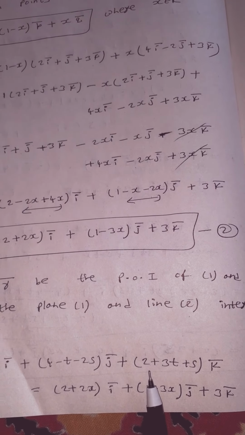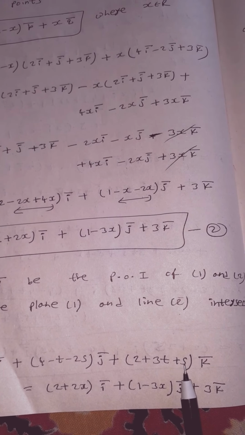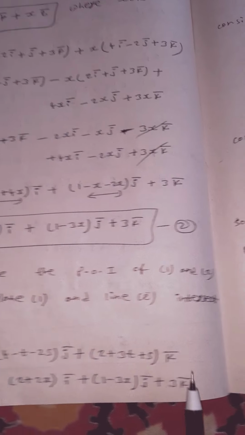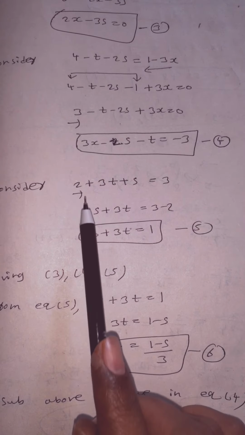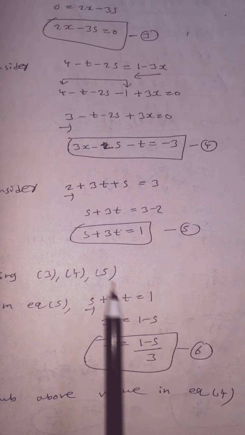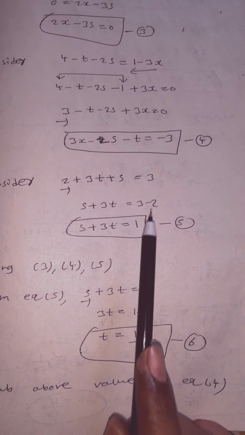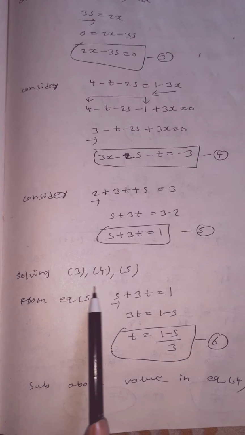Next consider k bar. So here what is k bar? 2 plus 3t plus s. Here k bar is 3. That only I have written. So send to that side, children, plus will become minus. So s plus 3t is equal to 3 minus 2 is 1. Now solving 3, 4, 5.